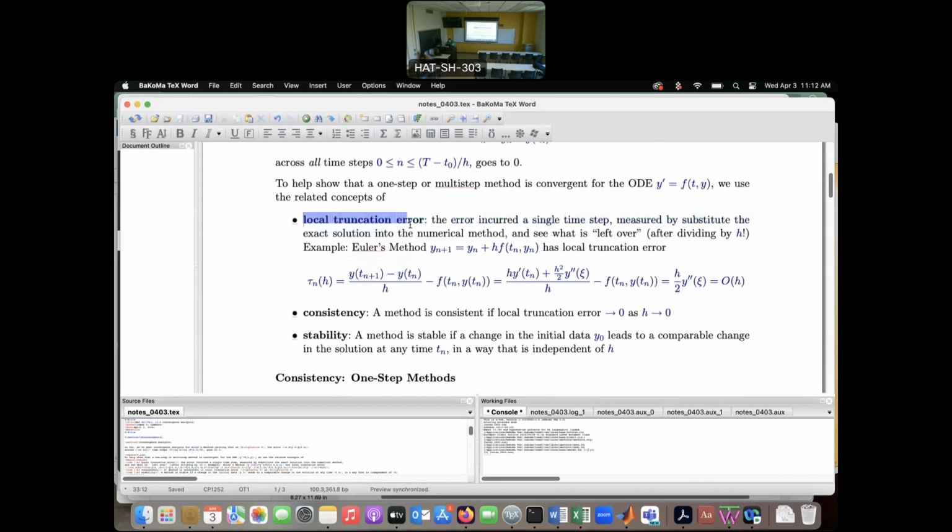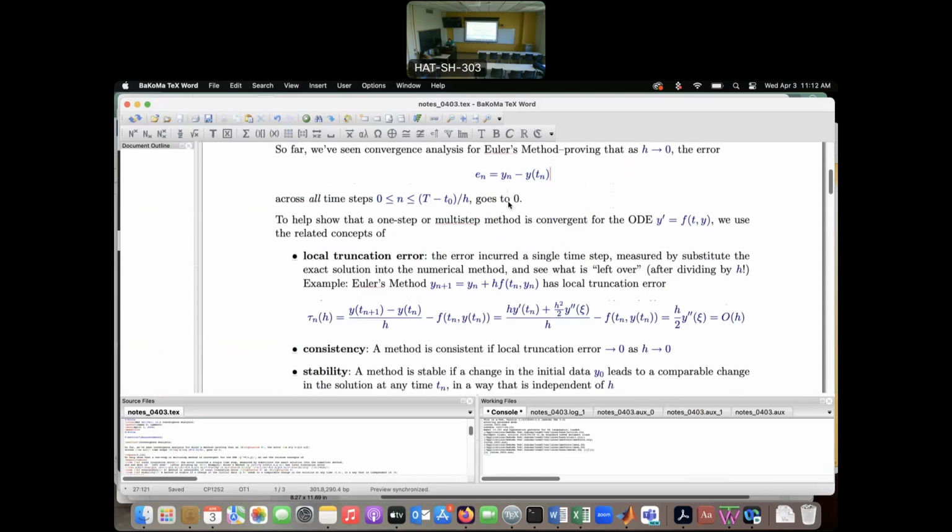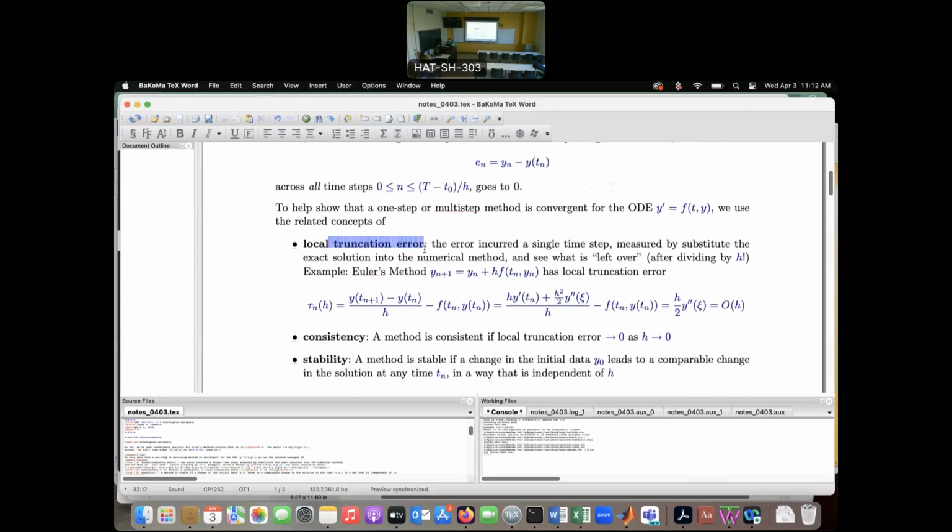The first concept that we need to determine whether a method converges is called local truncation error. Local truncation error is a measure of how much error is occurring during one time step. Whereas this is the error we actually care about, this is the error we need to show goes to 0. But when you're at time tn, there's error occurred from all time steps from the first one up to n. And that's not easy to analyze. What is easier to analyze, and still useful to us, is what happens during a single time step.